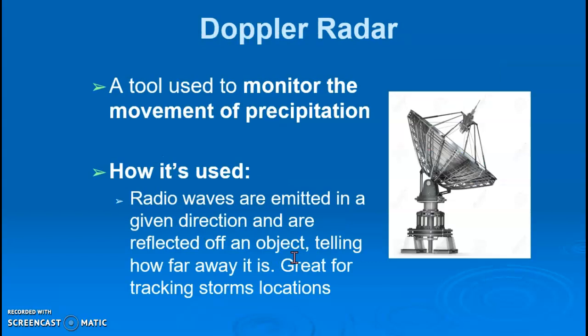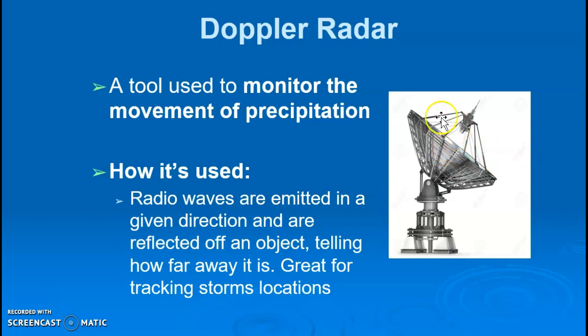We have Doppler Radar. This is a tool used to monitor the movement of precipitation. So this emits radio waves in a given direction, and they are reflected off an object, telling how far away it is. This is good and great for tracking storm locations.